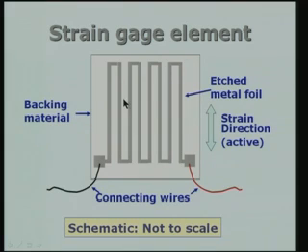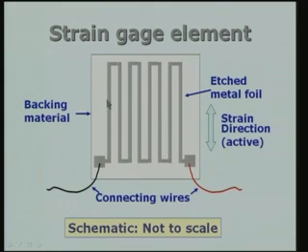And the strain gauge element, in the form of this wavy distribution of material, is actually held by a backing material. This backing material may be made of plastic or paper or some such material, and it is usually bonded to the surface whose strain we want to measure. The strain gauge is used to measure the strain of a surface on which it is mounted.